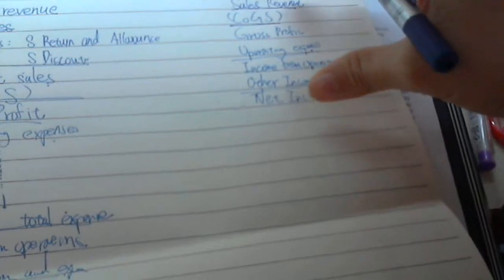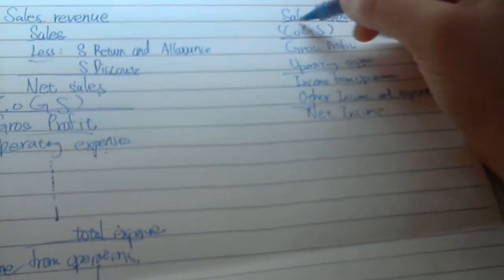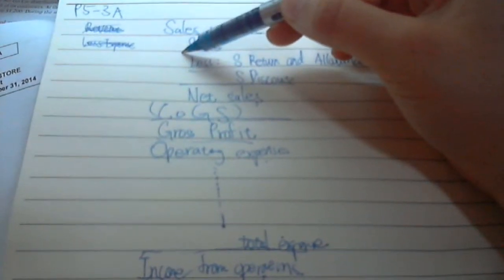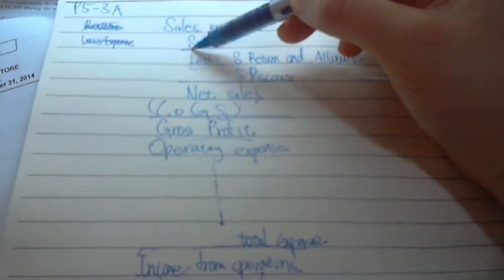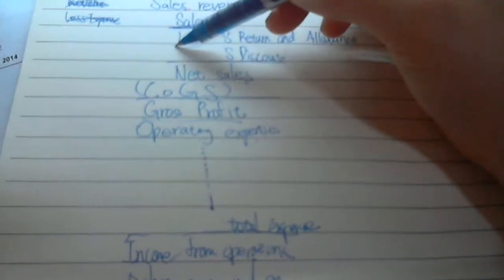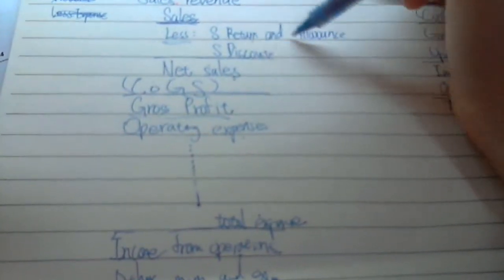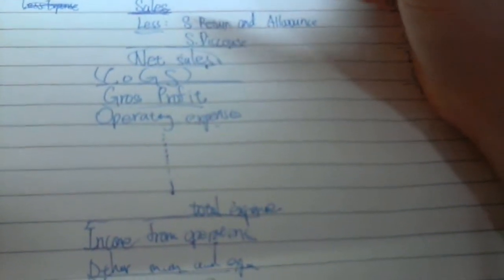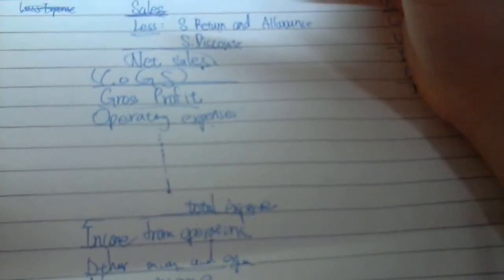Okay, so now we are using this one to make it bigger, because the sales revenue, right? See here, the sales revenue, except the pure sales, we still need to less the sales return and allowance and sales discount. Okay, then we will get the net sales. The net sales is the real sales revenue we want to show on the income statement.